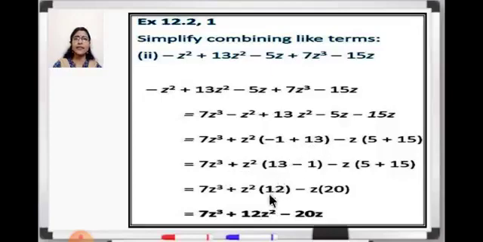When you solve it, you will get 12. Or you can write like this, 13 minus 1. You can rearrange. You can add one more step here, minus z, and then 15 plus 5. Directly you can write 20 here also.